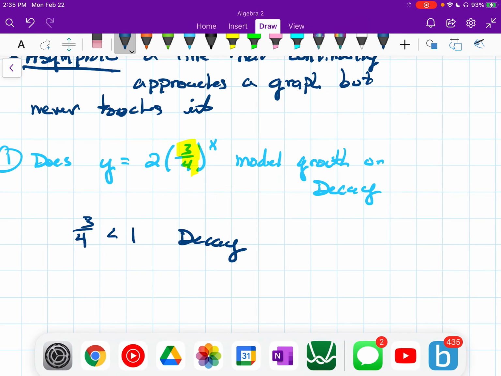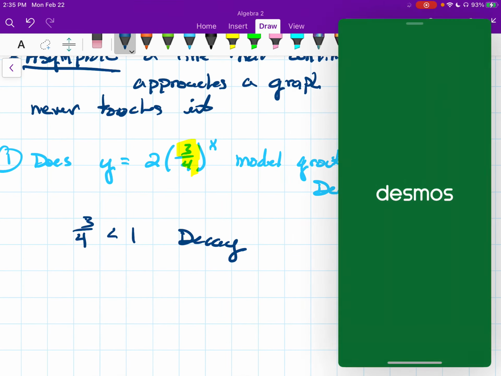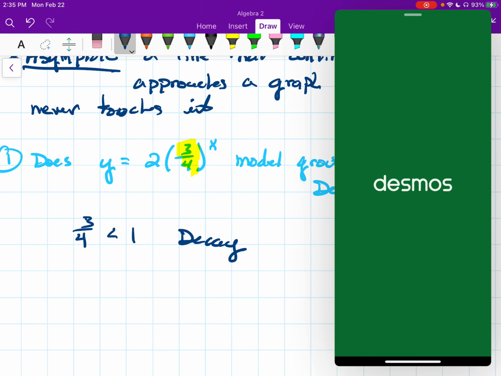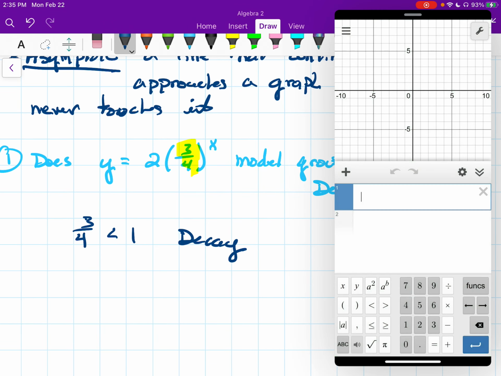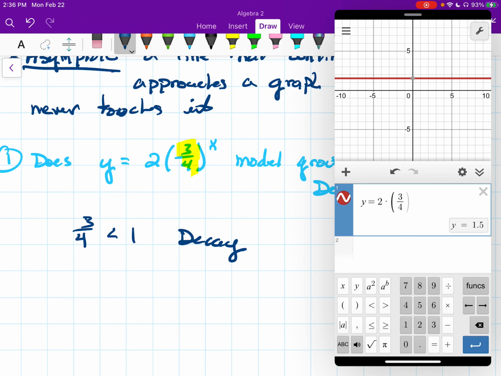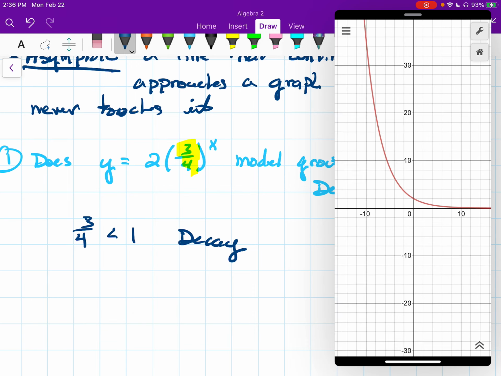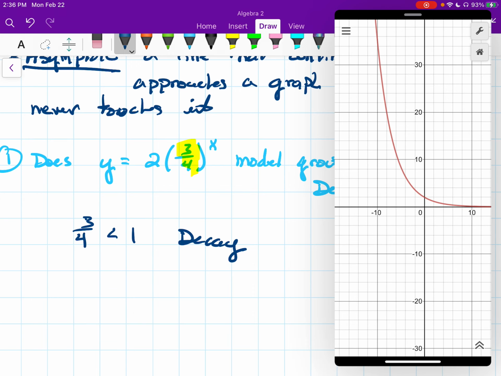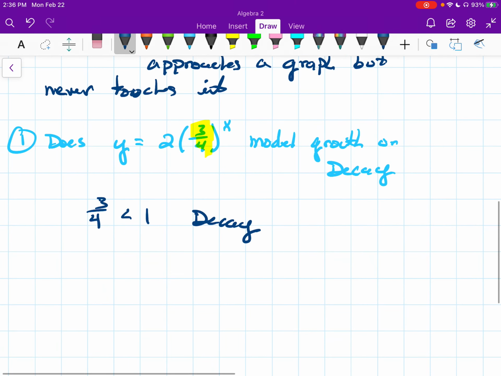Let me go ahead and pull up the graph here, and we can graph this and look at it. So this is y equals 2 times 3/4 to the x. That's what that looks like. It comes down. So the answer to that is decay.